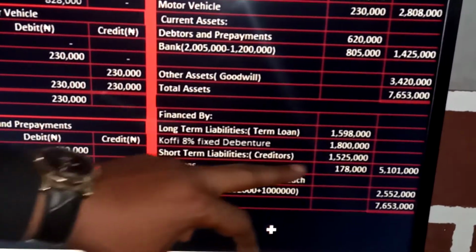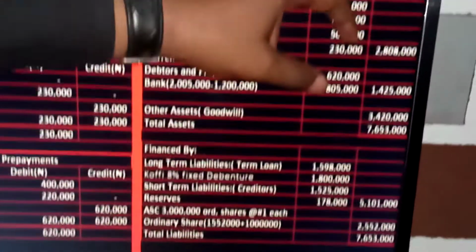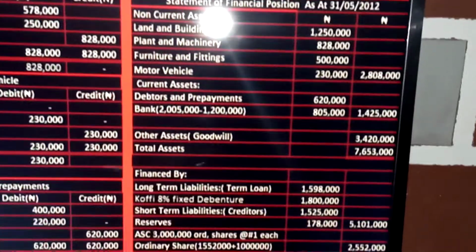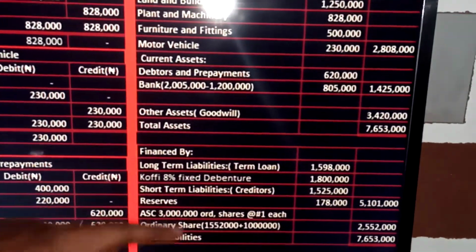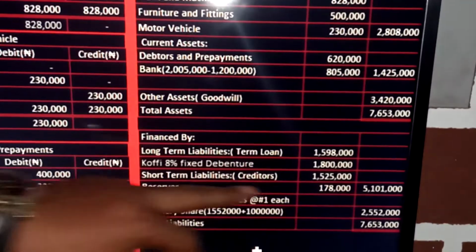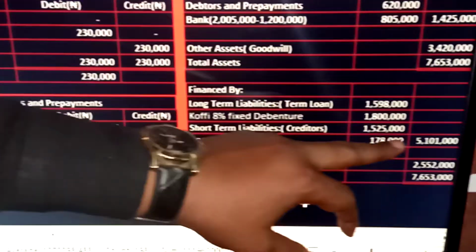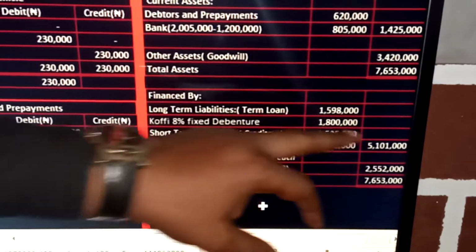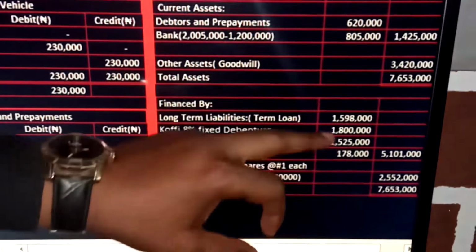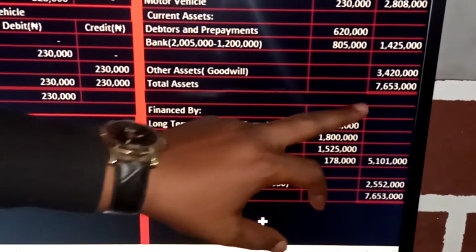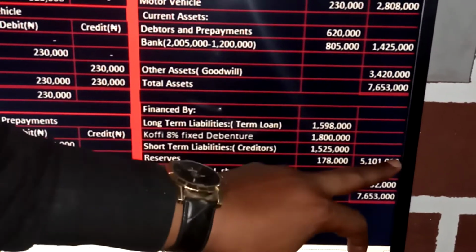Short-term liability, our creditors has increased to 1,525,000. So when you add the reserve you have in the balance sheet of Kwame before the acquisition, 178,000 plus 1,525 plus 1,800,000 plus 1,598, you have 5,101,000.